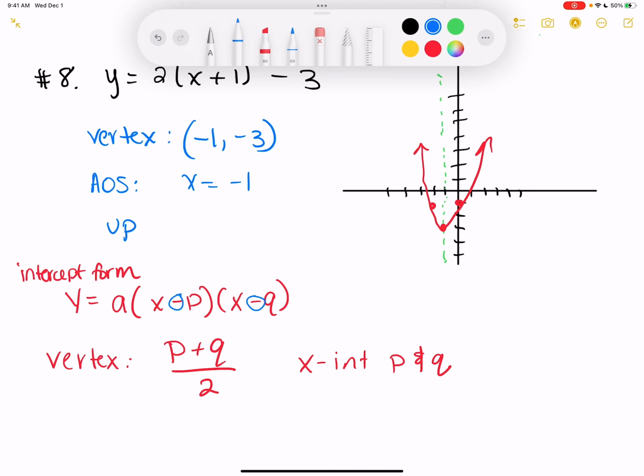So adding P and Q gives you the x-intercept? This will give you one intercept, this will give you the other, and then adding them together and dividing by 2 will give you the vertex and axis of symmetry. Or, well, it'll show you where the vertex is. You'll still need the y value, technically.